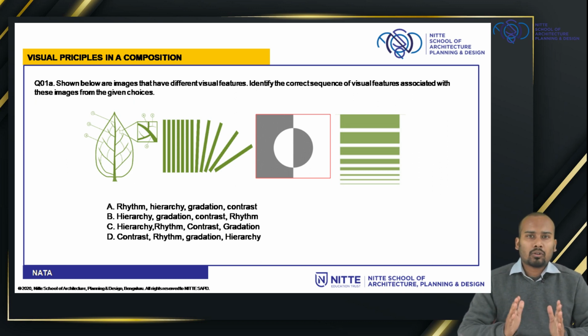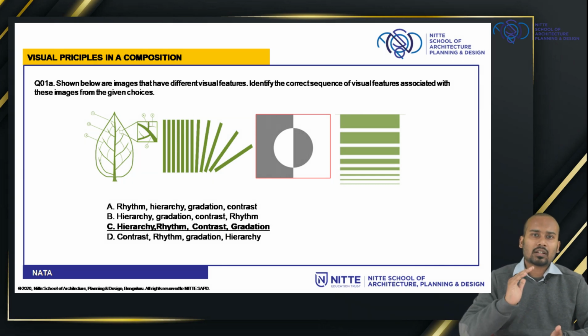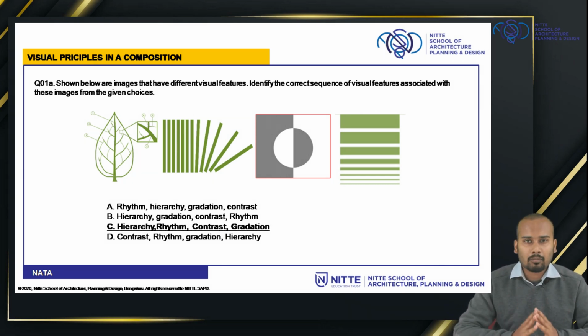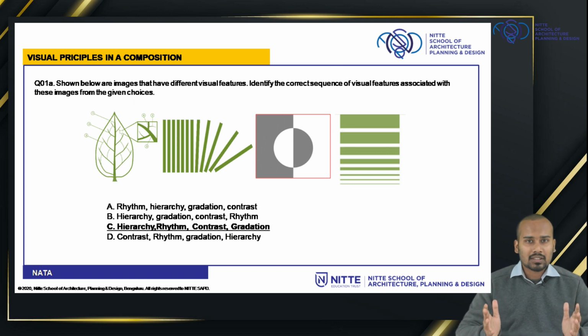Okay, now if you have observed well, option C is the best answer, because if you see closely, the image is a leaf, which represents where the pattern unfolds, and it represents a hierarchy there, where it is unfolding as one dominant form. The next one is a simple rhythmic movement, and the next one is a black and white contrast, you can just see, and the next image tells us about the gradual gradation from top to bottom. So the answer option C is the best one.